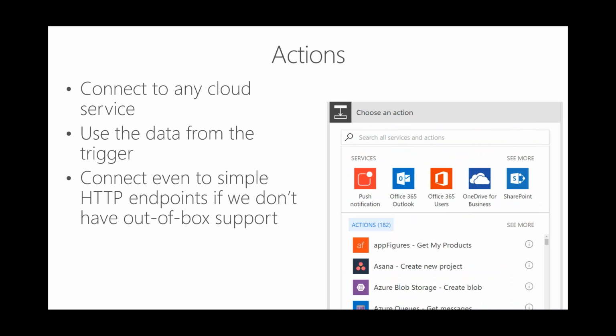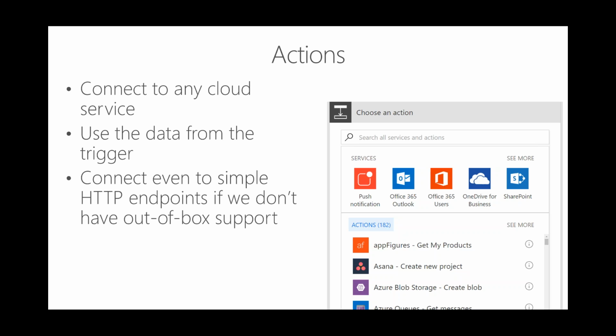The same with actions. Once we decide what we want our trigger to be, now we're looking for our action. Our action is, what do we want to have happen? Do I want to send an email? Do I want to get a notification? Do I want to create an item in SharePoint? What am I looking to do? And so in looking at this, actions can come from a number of different places.